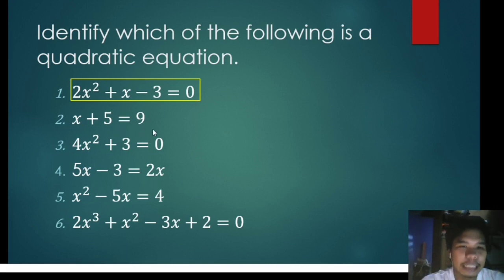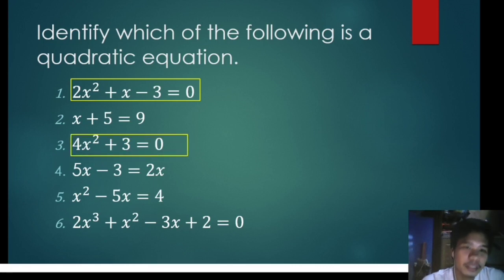Okay, next is the third equation given by 4x squared plus 3 equal to 0. As we can see here, we have only one variable with the exponent of 2. Therefore, we can say that this particular equation has the highest exponent of 2. So we can consider 4x squared plus 3 equal to 0 as quadratic equation.